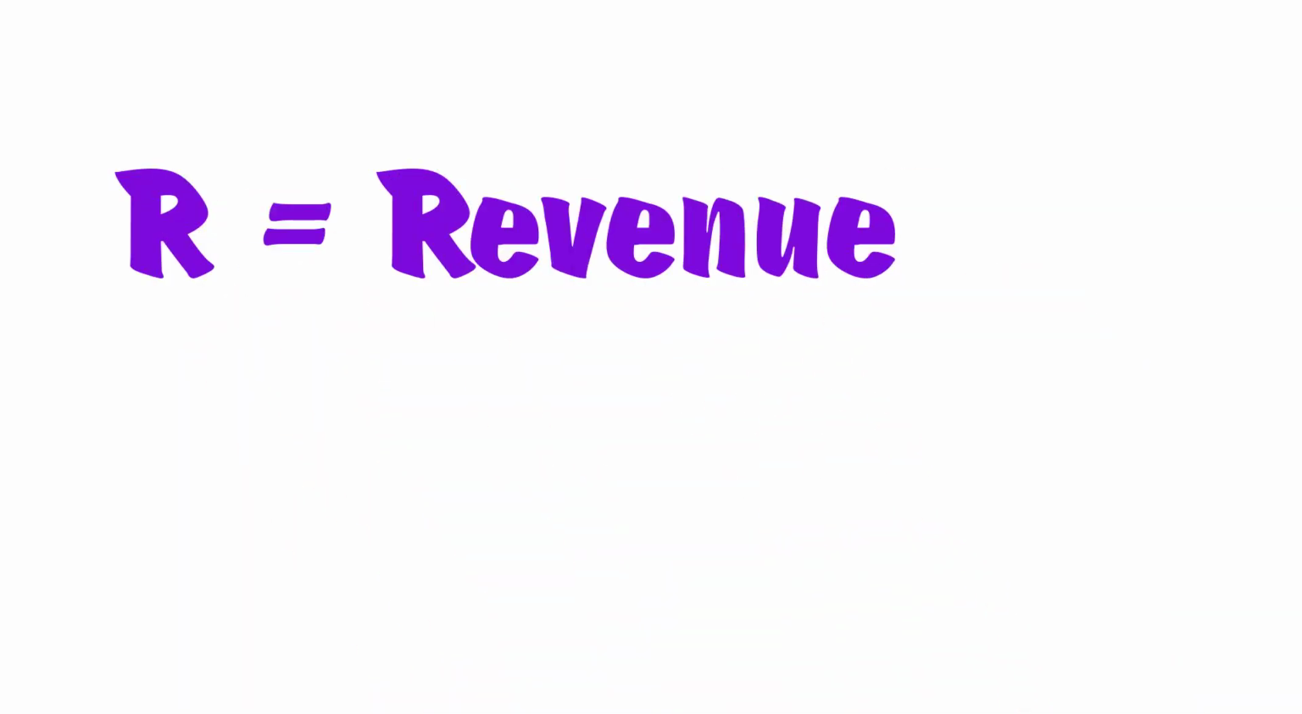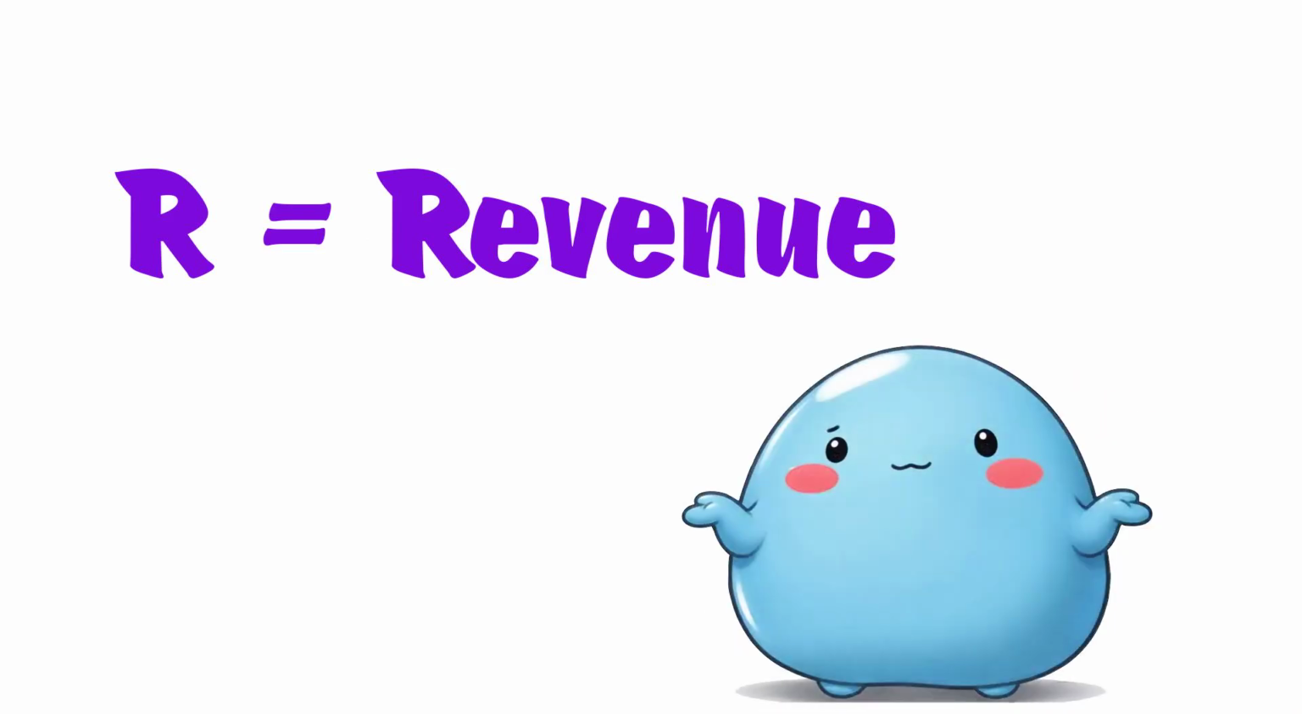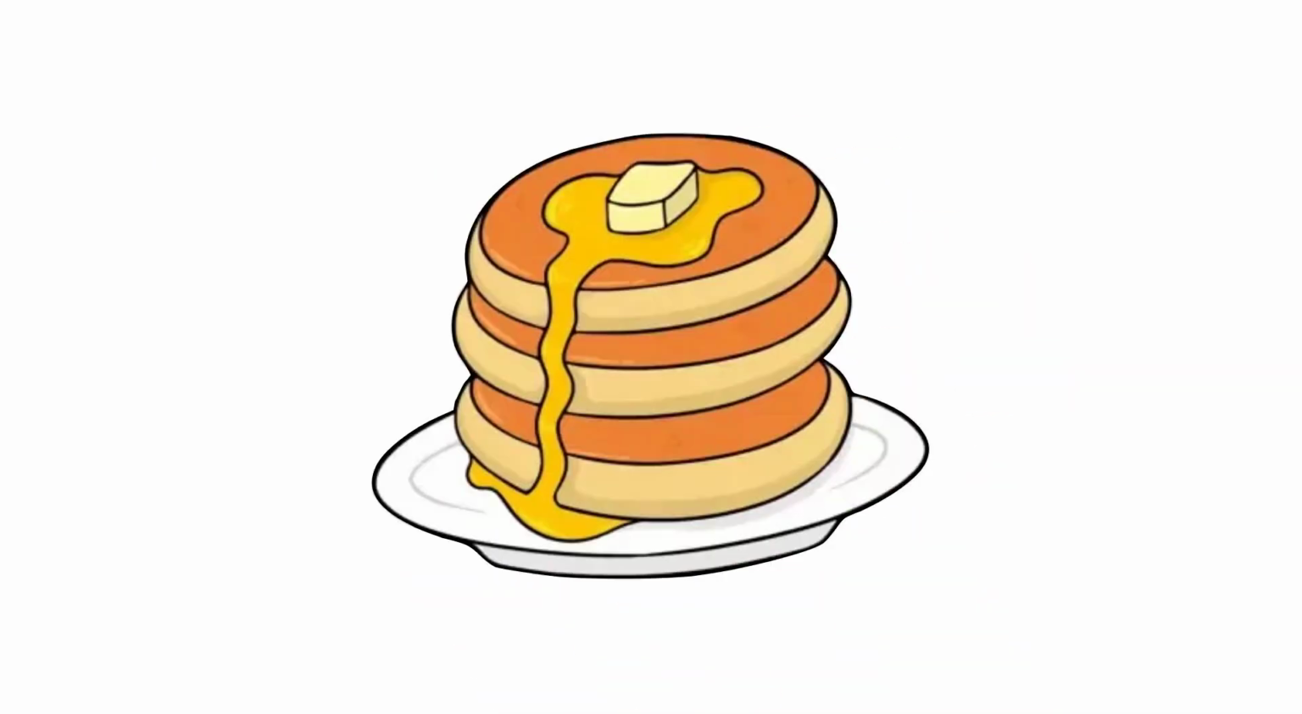R is for revenue. Revenue is the total amount of money a business receives from selling its goods or services. Imagine the pancake shop sells 10 stacks of pancakes for $5 each. The shop receives $50 in revenue.